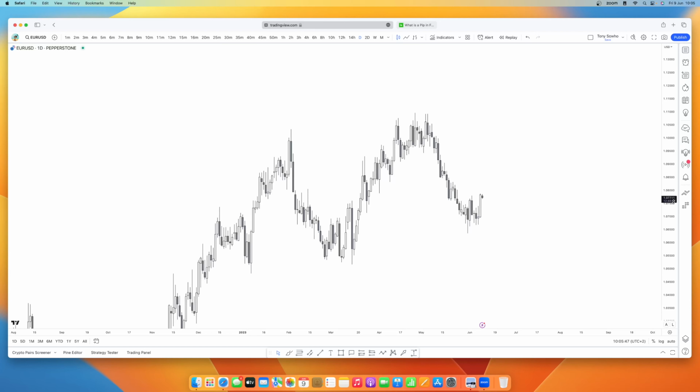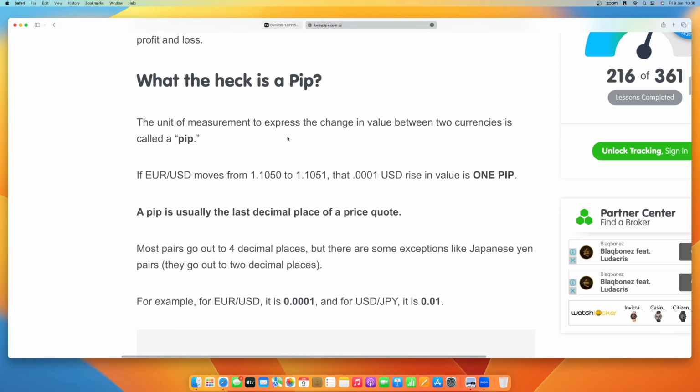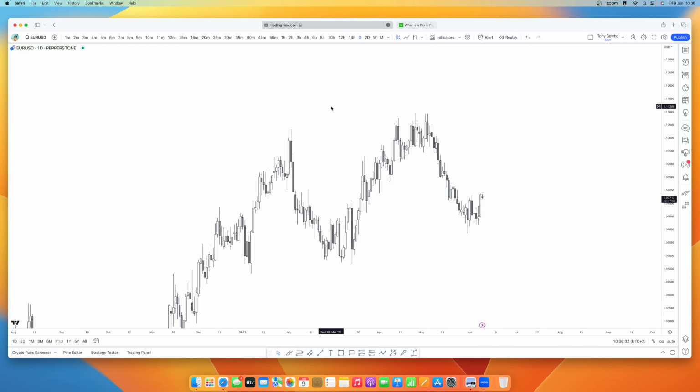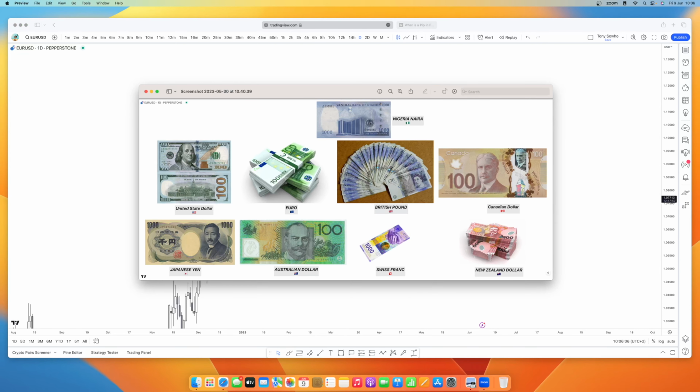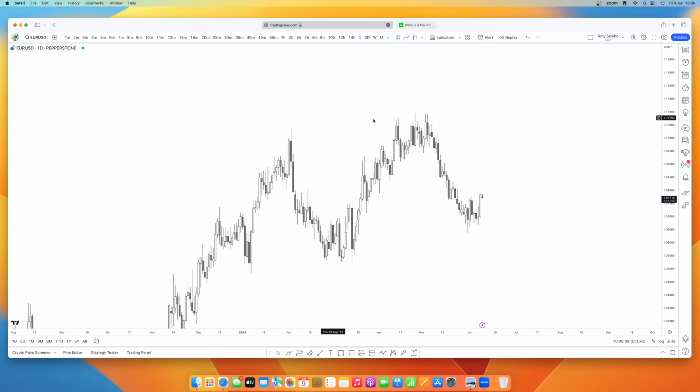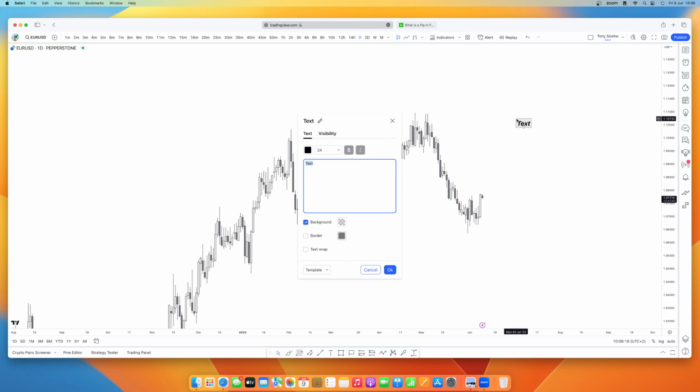That's it. So pip is the unit of measurement to express the change in value between two currencies. So this is two currencies, the euro and the dollar, just like we have here. This is euro and this is the dollar. That's it.